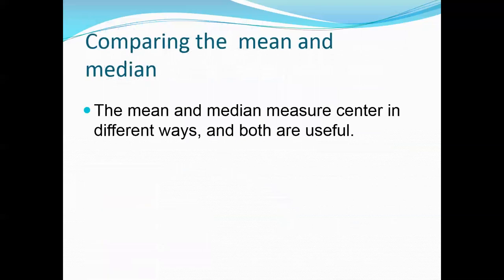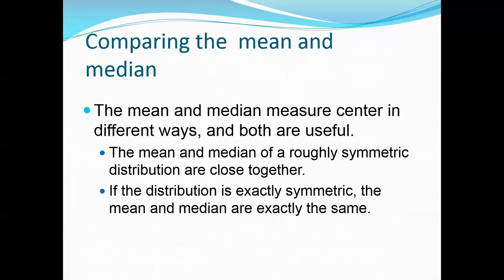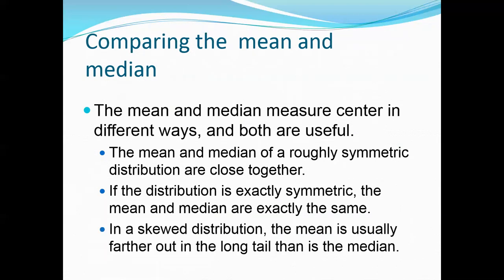Comparing the mean and median. The mean and median measure center in different ways, and both are useful. The mean and median of a roughly symmetric distribution are close together. If the distribution is exactly symmetric, the mean and median are exactly the same. In a skewed distribution, the mean is usually farther out in the long tail than is the median.